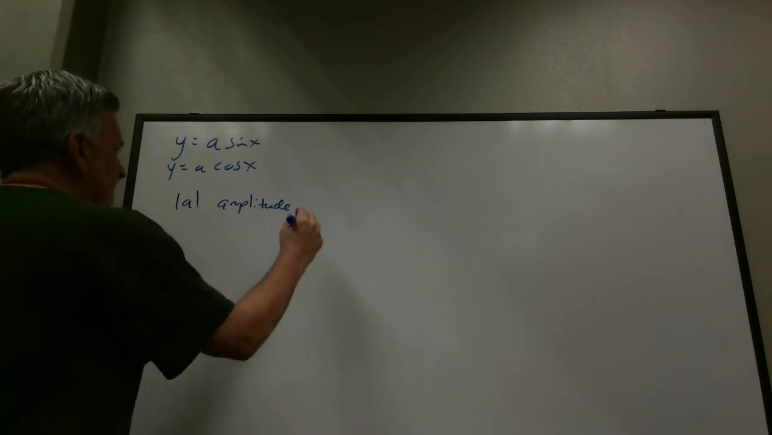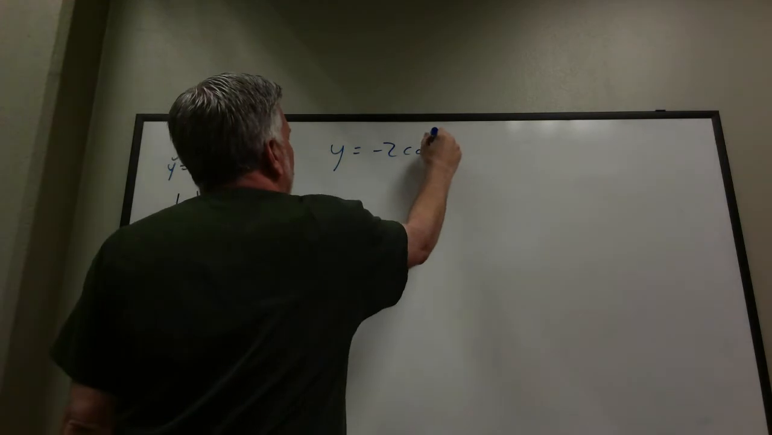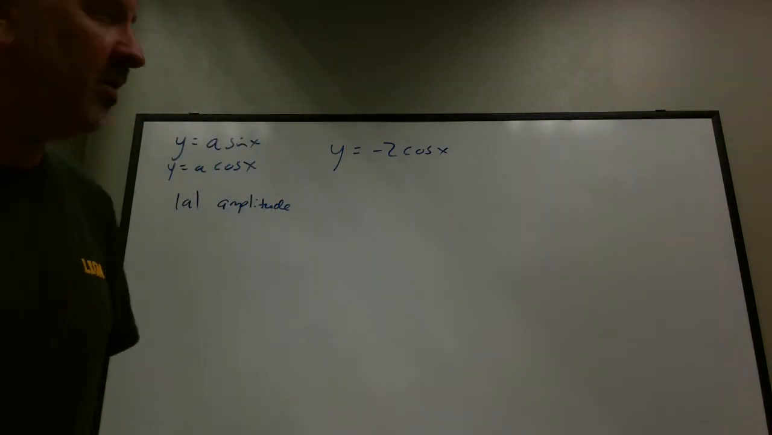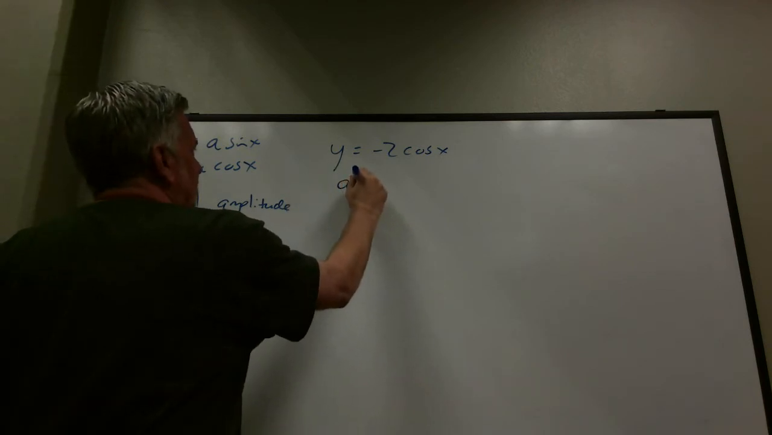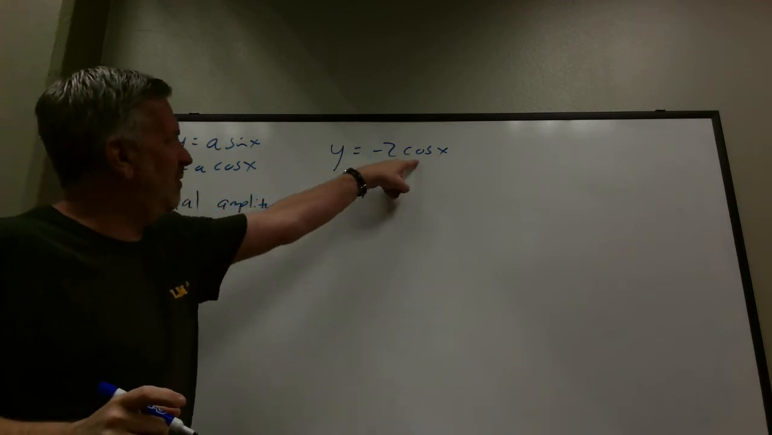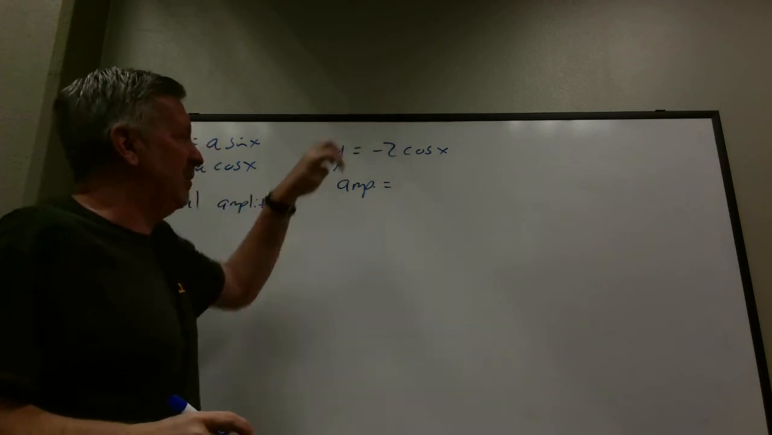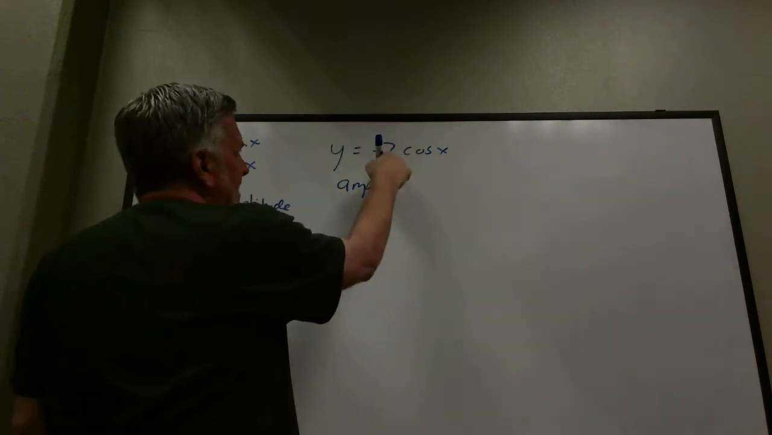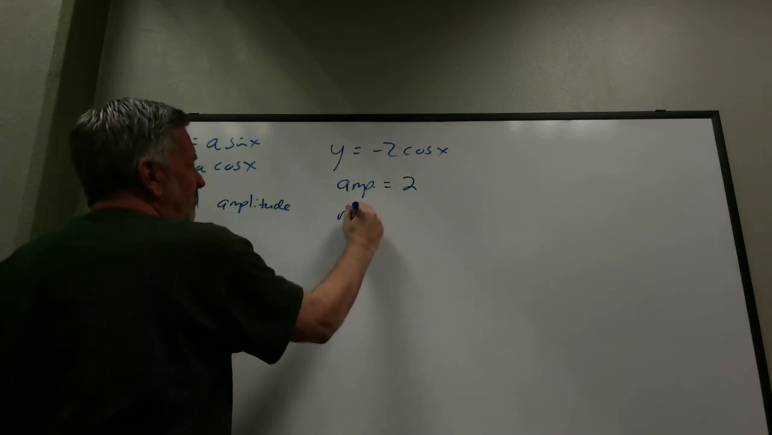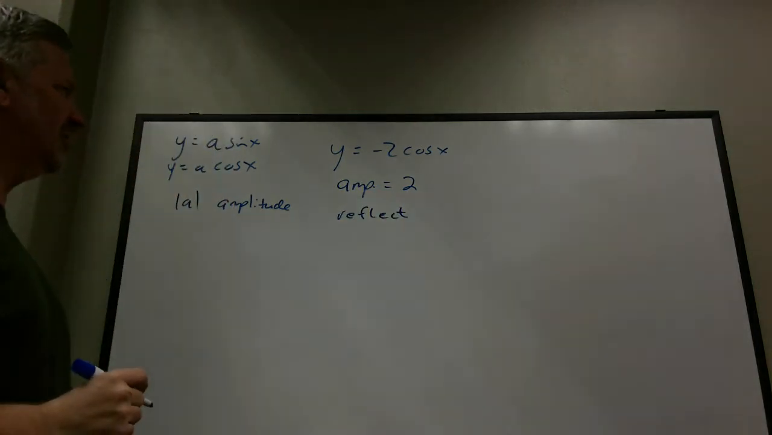All right, let's just do an example. It says sketch the graph of y is -2 cosine x. Now, as I go, I always identify what's going on here. So what is the amplitude of this graph going to be? Well, the amplitude is the absolute value of the coefficient being multiplied. Be careful. Don't say it's the number out front. It's the number being multiplied by the trig function. So the amplitude is the absolute value of -2, which is 2. And since the coefficient is negative, we're going to reflect. I'm just going to write reflect, meaning reflect over the x-axis.